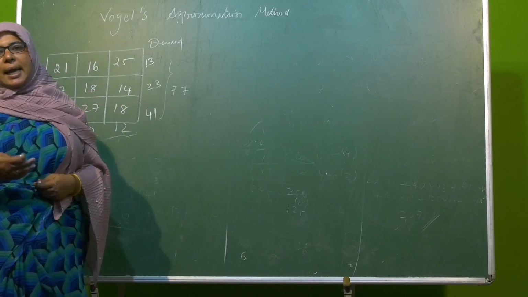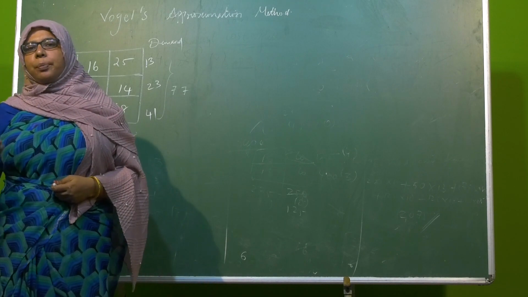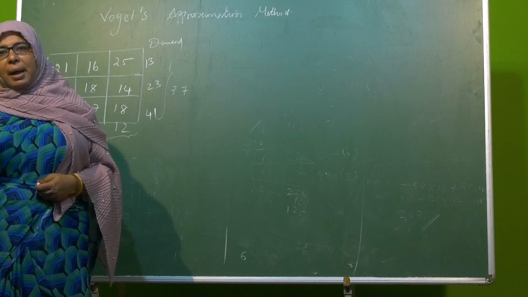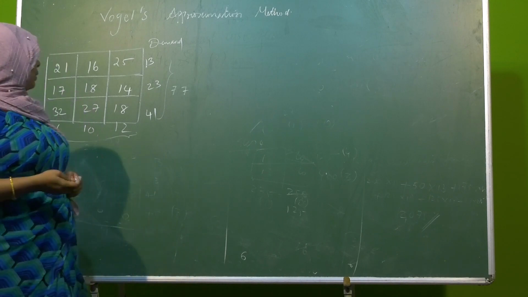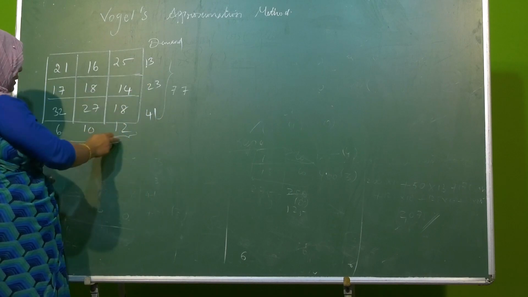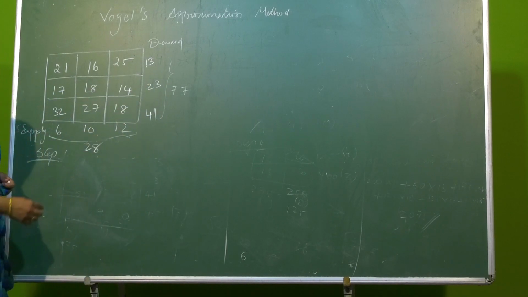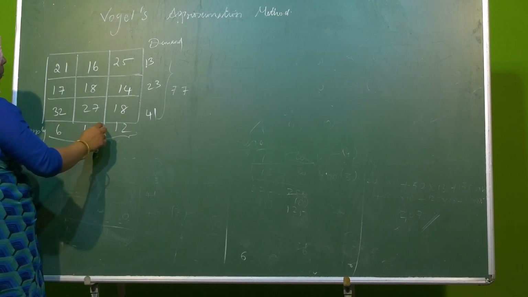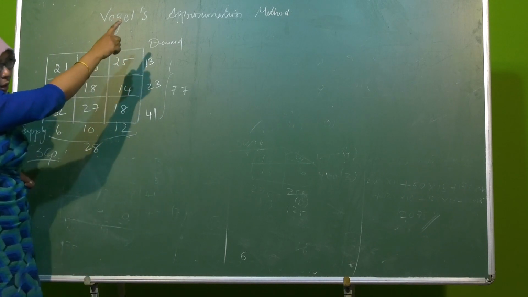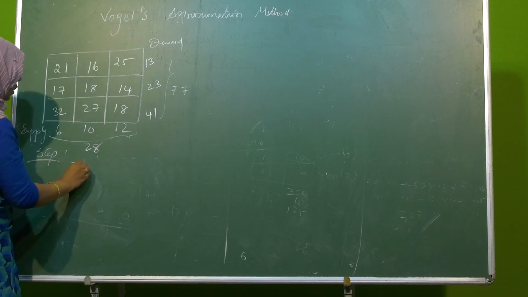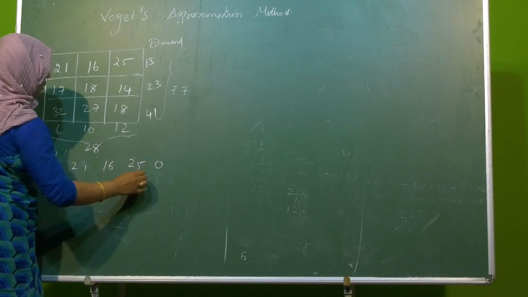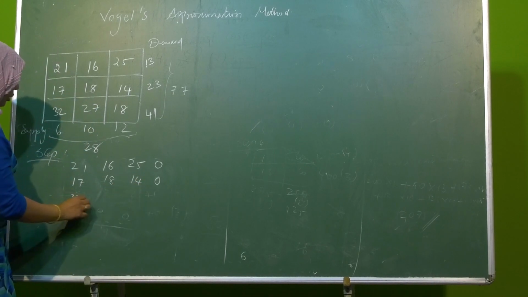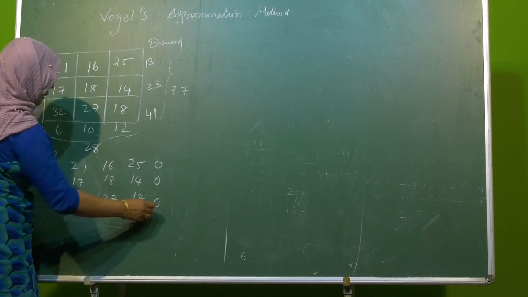Now we will see the next example. Another example of the same method, that is the VAM method. In the previous problem, as I told you, we have to check whether the problem is balanced or not balanced. Here the demand is 77 and the supply is 28. So we need 49 for that side. So we add one more column: 21, 16, 25, 0, 17, 18, 14, 0, 32, 27, 18, 0.